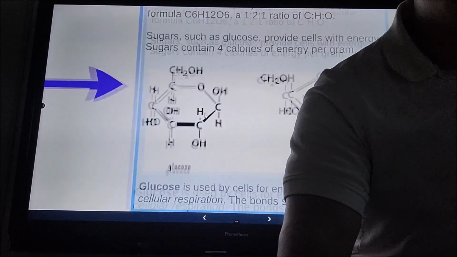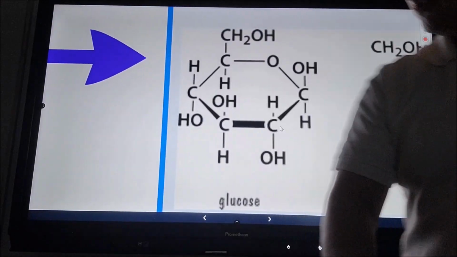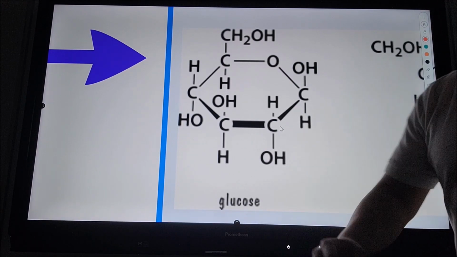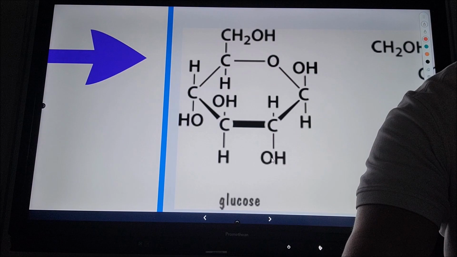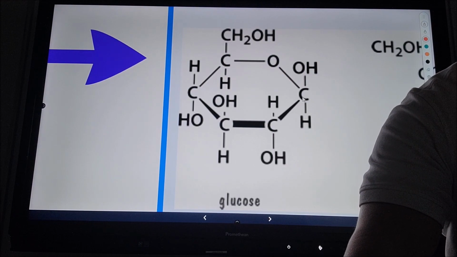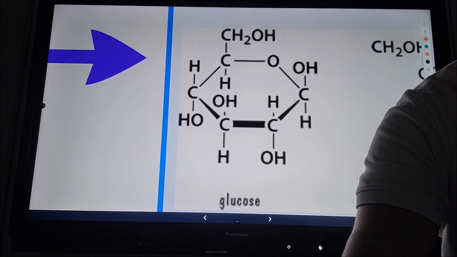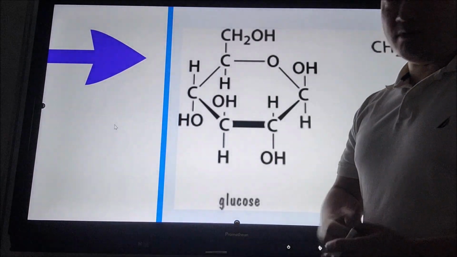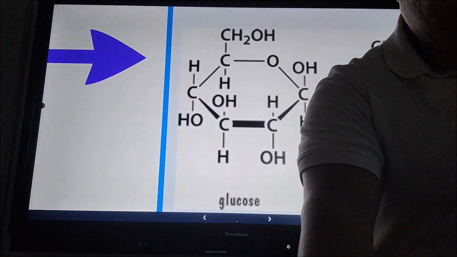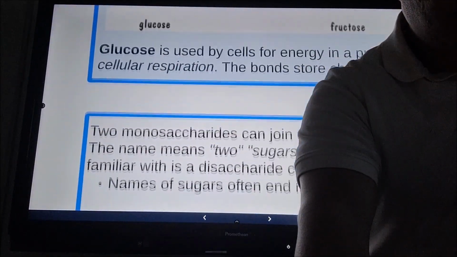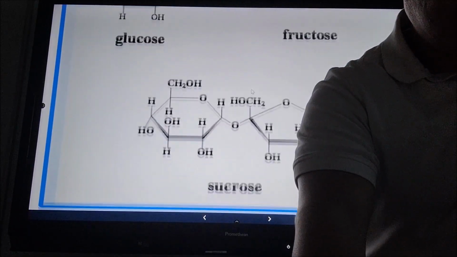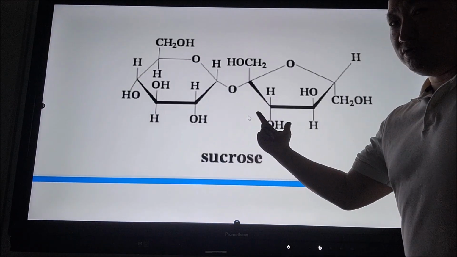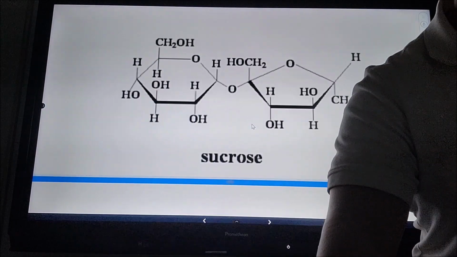All right, so here's glucose, a monosaccharide, and notice you have one carbon connected to an H2O, another carbon connected to an H2O, and so every carbon here is connected to an H2O, so it's a carbohydrate. Now these monosaccharides can connect and link up and form disaccharides. So sucrose is a disaccharide. It's made up of 2 monosaccharides.